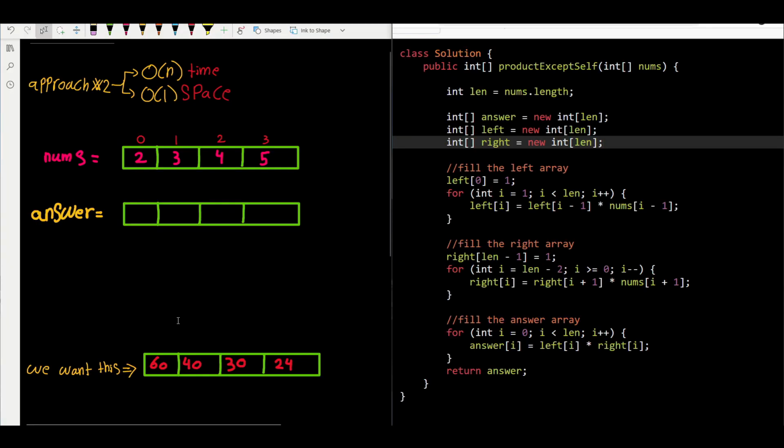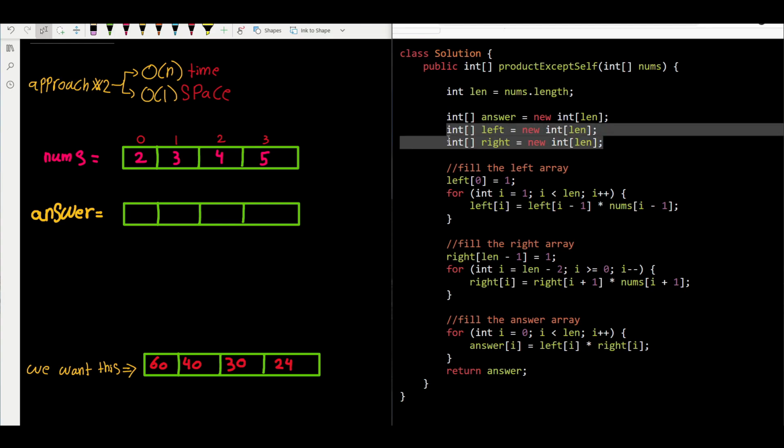Okay, let's now look at approach 2, which is the follow-up question. Now the follow-up question wants a space complexity of big O of 1, which means we cannot use any extra memory, we cannot use any extra arrays. Now the question also said that the answer array is not counted towards the space complexity, which means everything we will do in this approach will be manipulating the answer array. So right from the start we know we cannot use this right and left array, so let's just delete them.